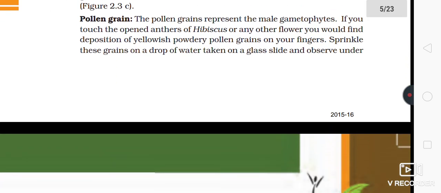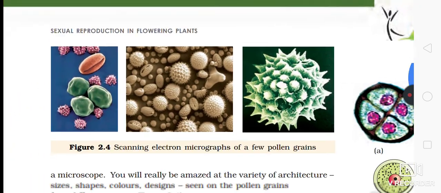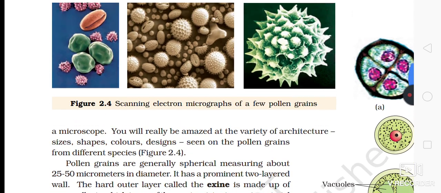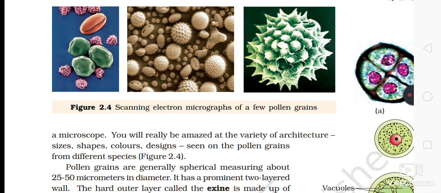Pollen grain: the pollen grain represents the male gametophyte. If you touch the opened anthers of hibiscus or any other flower, you would find deposition of yellowish powdery pollen grains on your fingers. Sprinkle the grains on a drop of water on a glass slide and observe under a microscope. You will be really amazed at the variety of architecture, sizes, shape, color and design seen on the pollen grains from different species. You can see here, it looks so beautiful, the scanning electron micrographs of a few pollen grains in figure 2.4.